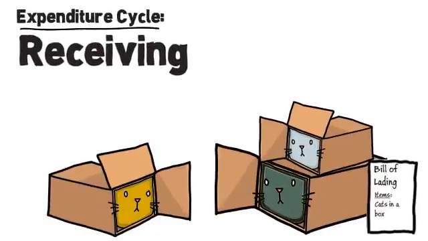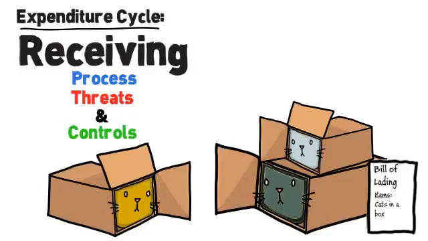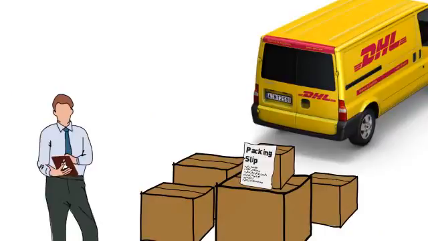Welcome! Today we're going to be talking about the process, threats, and controls of receiving, the second major business activity in the expenditure cycle. Let's go over the process.